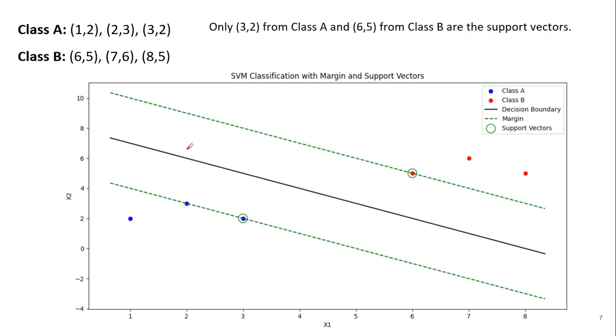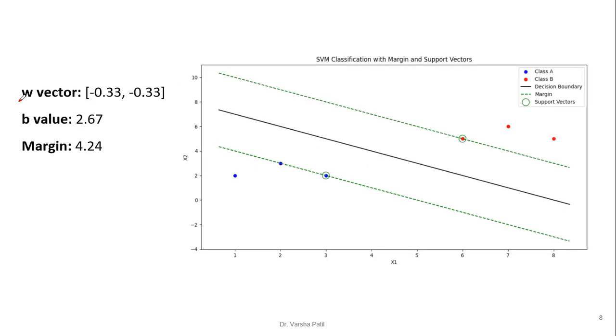Now the same output but in a different window. These are the support vectors, and they form the margin, and this is the decision boundary, and this W vector is perpendicular to this decision boundary. Now through programming we got the W vector as minus 0.33 and minus 0.33, bias as 2.67, and from that we can easily calculate the margin, that is 4.24.